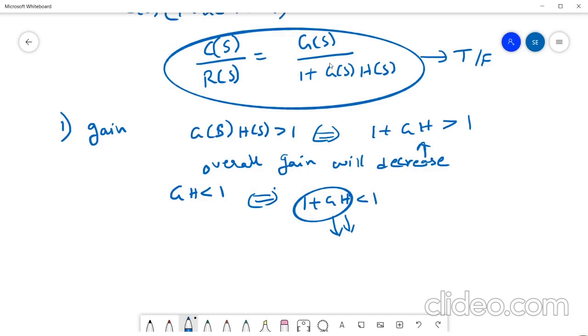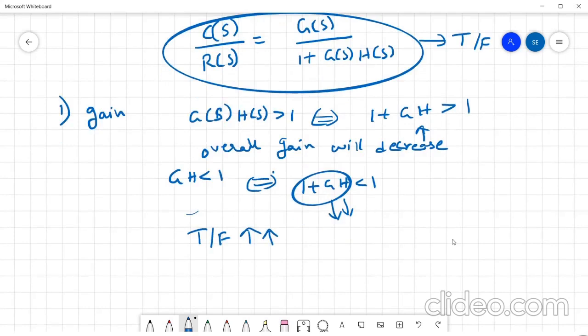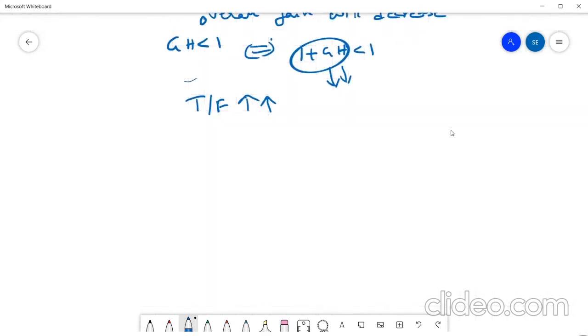Denominator value will come down. If I am reducing the denominator, the overall gain C of s to R of s will increase, right? TF will be increasing if I am reducing the denominator factor. So therefore, if you observe the feedback gain H of s in terms of overall gain, if I am reducing it, the overall gain will increase. If I am increasing it, overall gain will decrease. It is a reciprocal, right? So that is the effect of feedback with respect to gain.